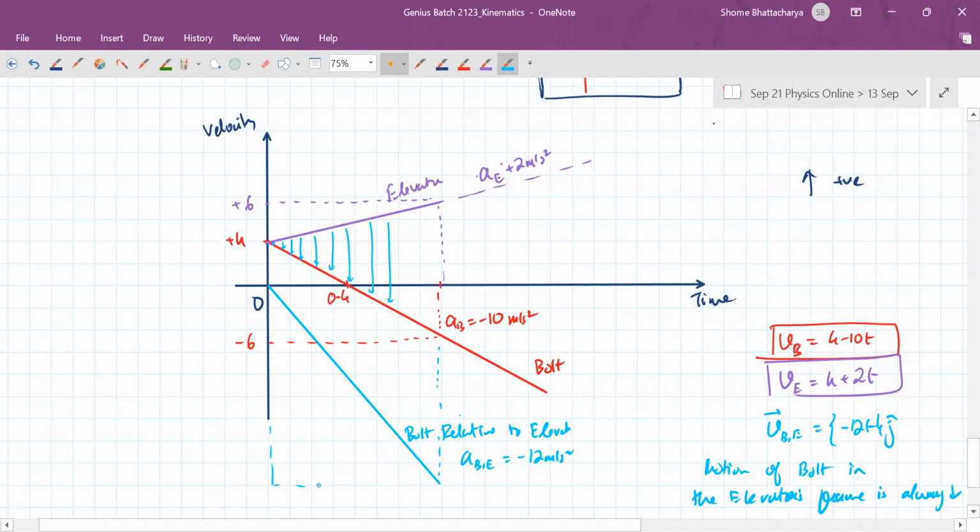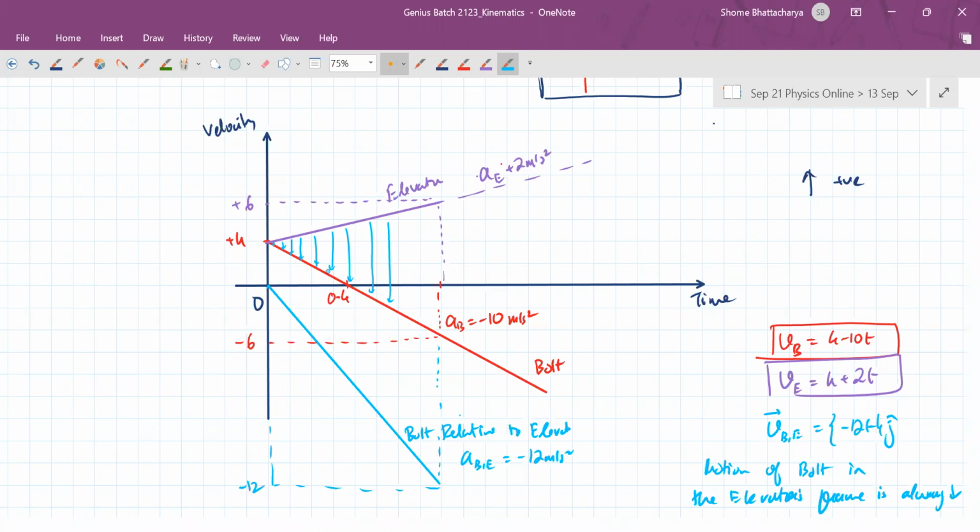Sir, but sir, velocity of the bolt with respect to the elevator will be 0 at some time before the motion was recorded, right? At t equal to 0, even when the motion starts, because at that moment it's just coming off the ceiling. Yes, sir. But according to our formula, it should be -4 as soon as the motion starts. But that formula is not applicable before the bolt comes off, because it's not in free fall before the bolt starts off.